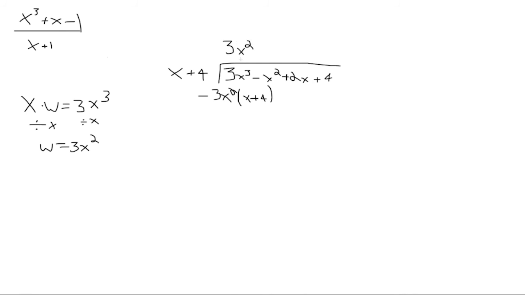So we write the 3x squared up here, okay, just like in long division, except usually before we were doing it with numbers, right? Now we're doing it with polynomials and binomials. So we subtract 3x squared times x plus 4. That's the same thing as subtracting 3x cubed and then subtracting 12x squared. Okay.